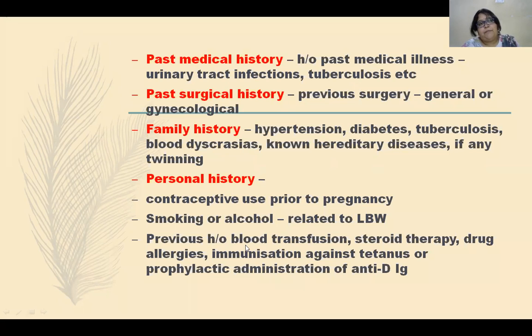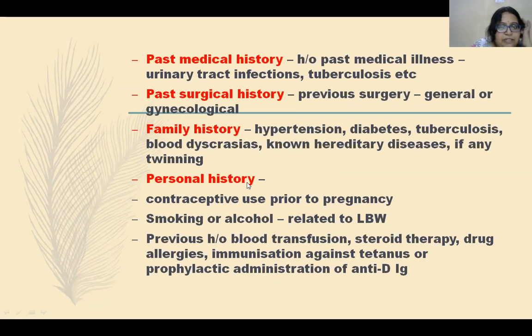What is the importance of family history? There are some diseases which are hereditary in transmission, like hypertension, diabetes, any blood dyscrasias, and tuberculosis. Tuberculosis is not hereditary, but if anyone in the family has tuberculosis, then the woman is likely to contract tuberculosis. So you need to inquire even about TB in any family members. And next is history of twinning. If the mother or sister has any history of twinning, there is a chance that this woman might be carrying a twin pregnancy. Next is personal history.